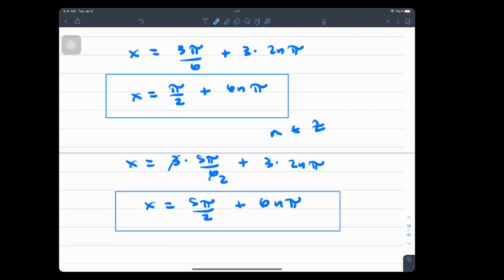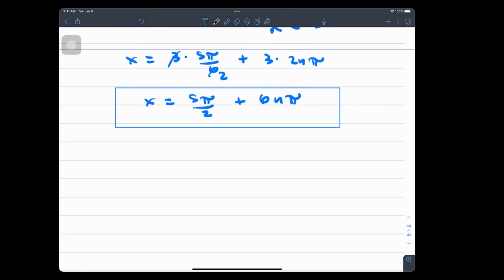N is an integer, ladies and gentlemen. So this is how you handle the multiple angle scenario. Okay, you guys okay with that one? Multiple angles.